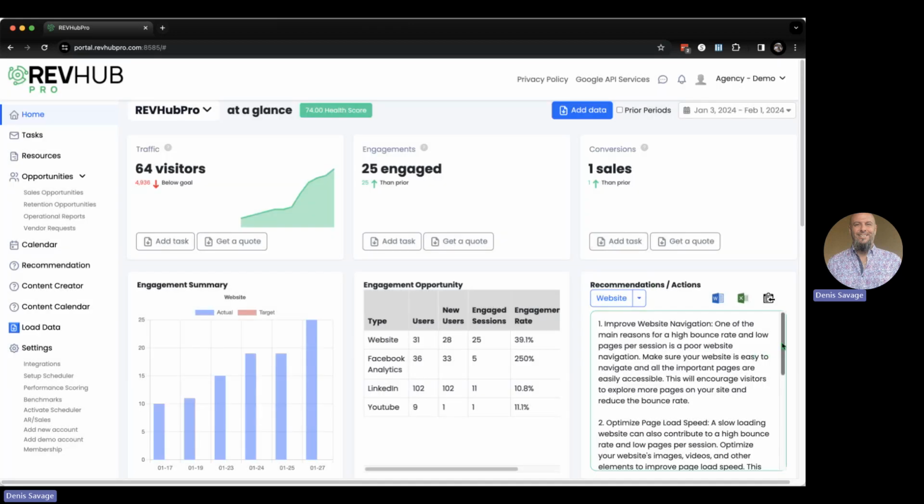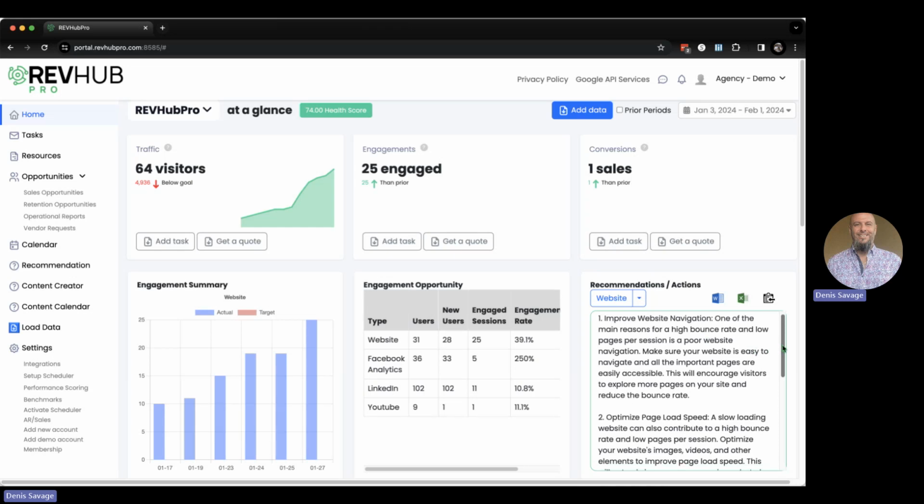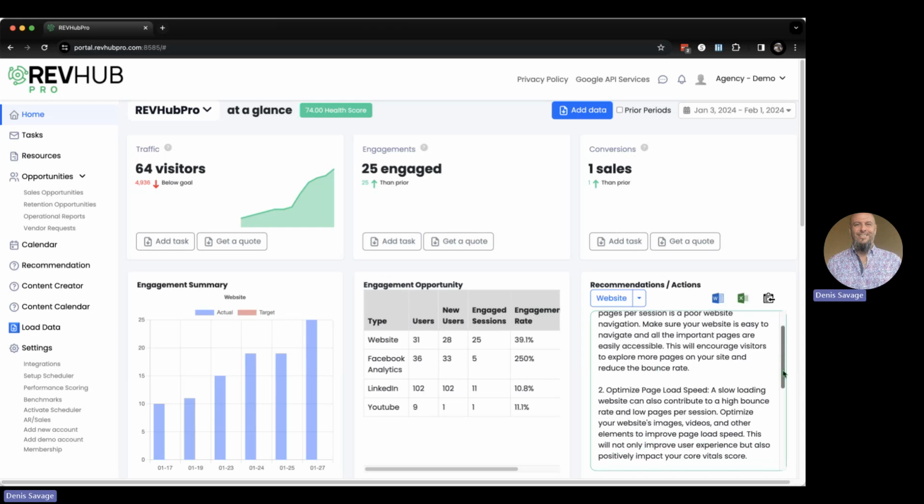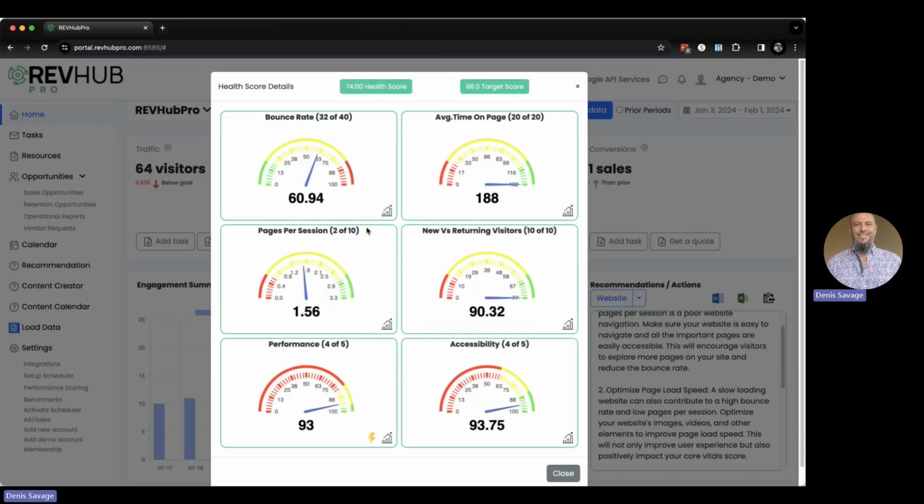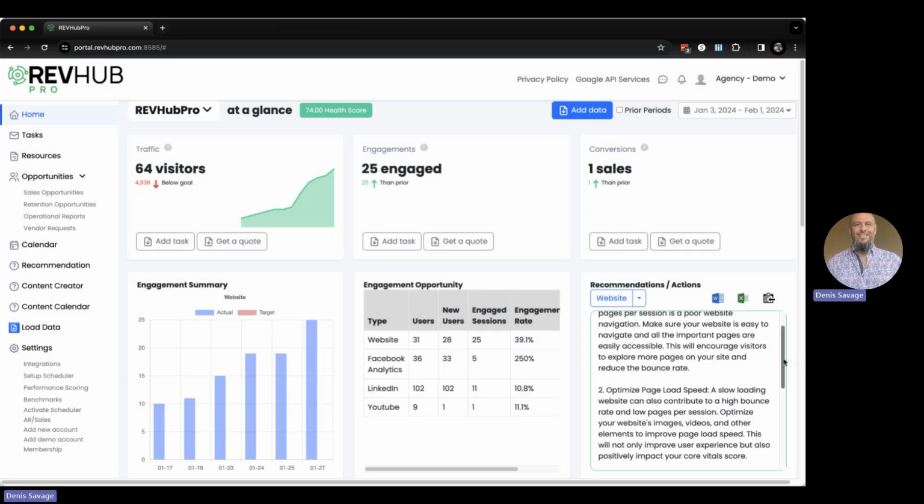And sure enough, we have improved website navigation, one of the reasons for the high bounce rate. Great. So we have a reason for what we're seeing. And second one down, page load speed. Again, if we looked at our 2 most important pages per session, if it's slow to load, I don't want to go to another page. My bounce rate also is going to get affected. So those first 2 categories already gave me information on why it's happening.